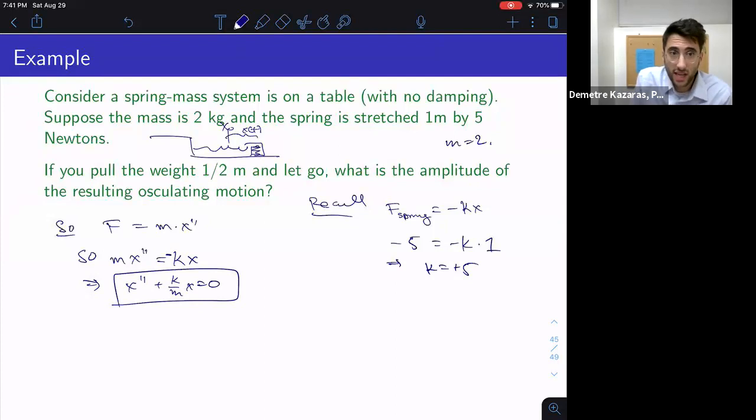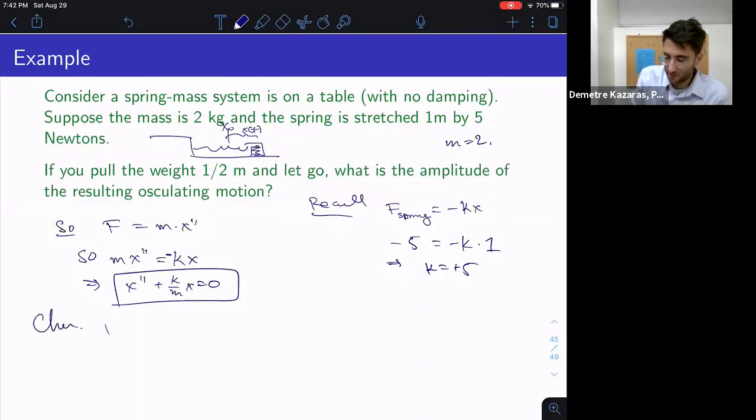So let's solve it, and let's see, what do we want to answer? I didn't even read the whole problem. We wanted to pull the weight a half a meter, let go, and watch it oscillate. What's the amplitude of that motion? Okay, so let's solve the equation first.